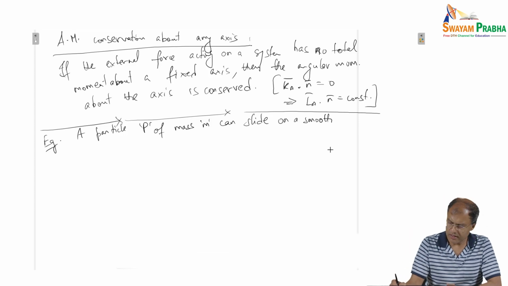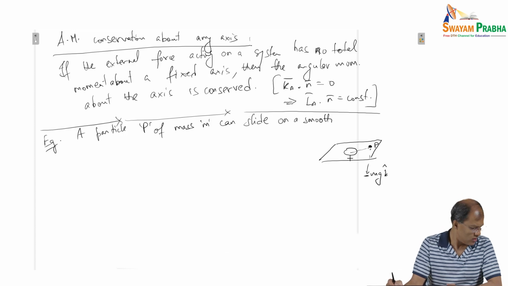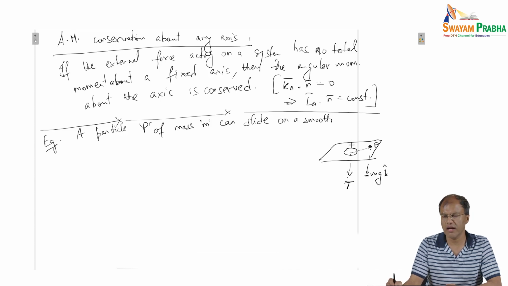So the setup is that we have a smooth table, and the table has a hole in the center, and there is a particle P of mass m. Of course, it will have a weight acting along the downward vertical, right? The particle P is connected to a string. The string is kept taut, such that when the particle is rotating, the string is tight. So there is a net tension acting on the string so that the particle remains taut when it is moving.